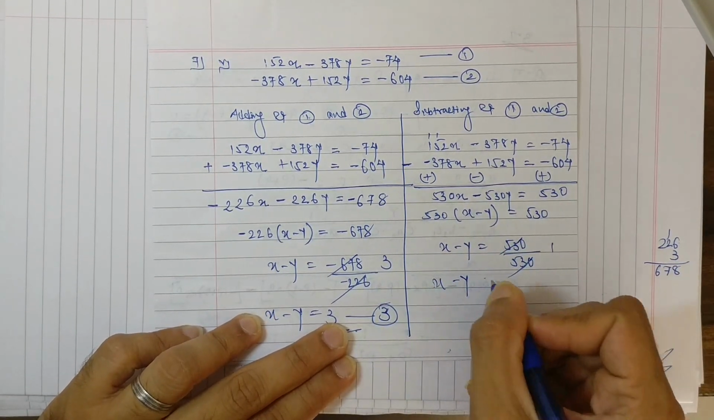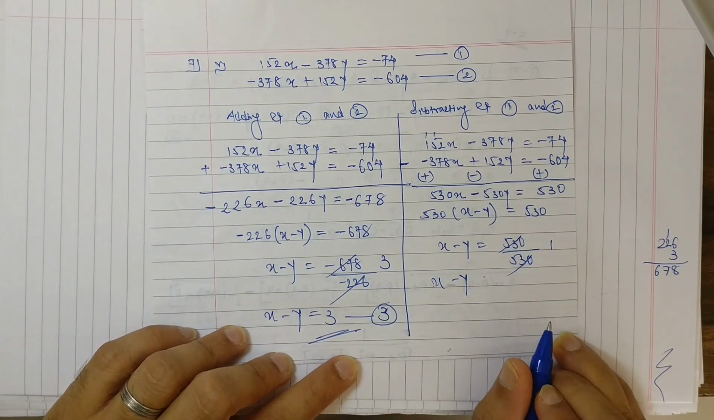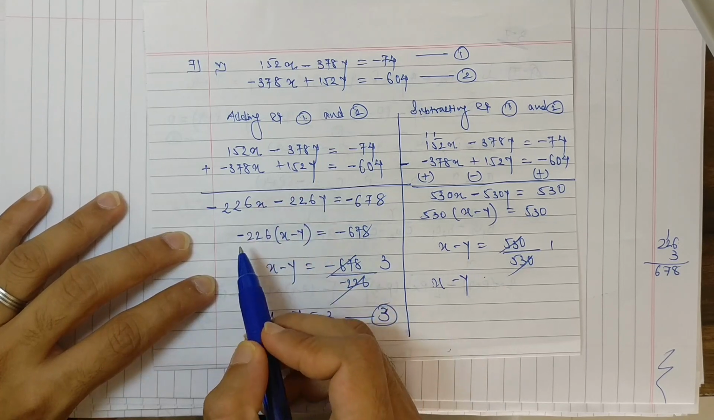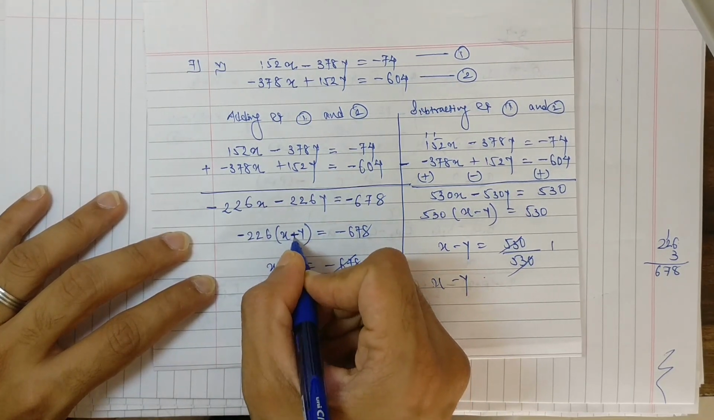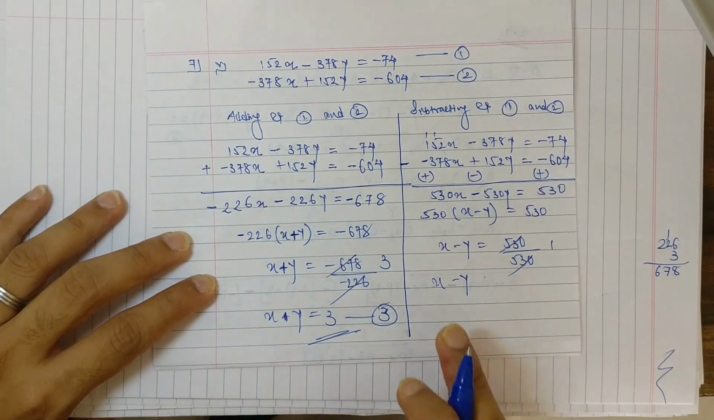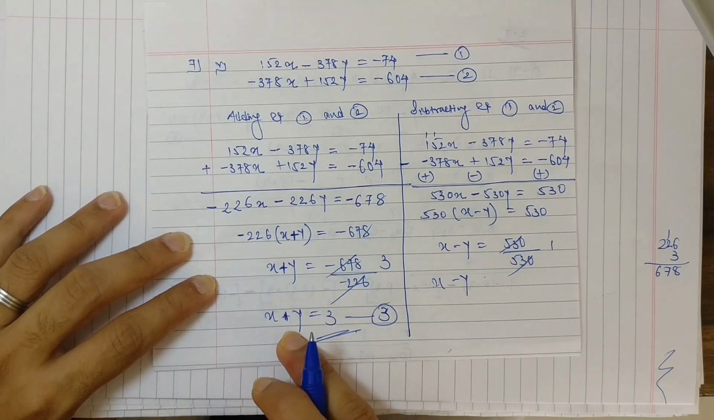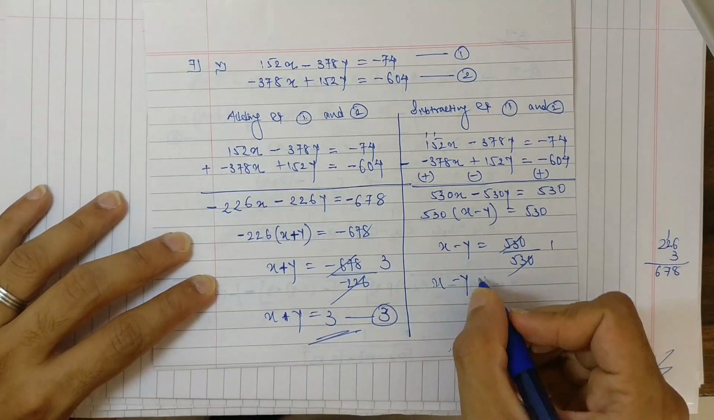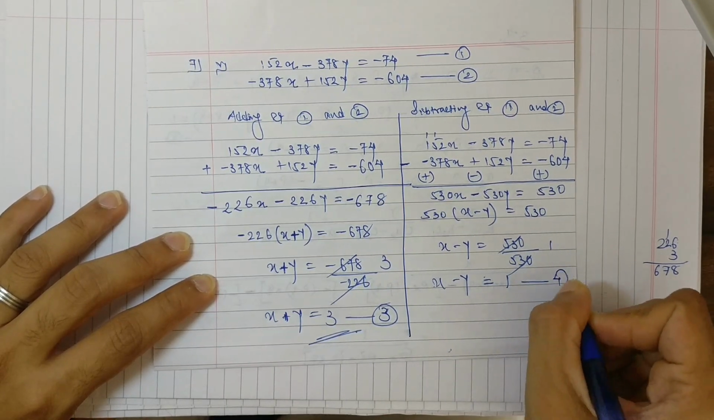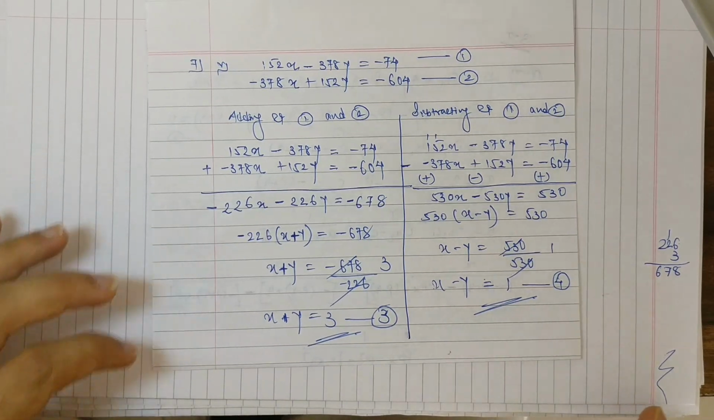Is there some mistake? Yes, there is some mistake. I took out minus 226 common, so inside what is left will be x plus y. I was wondering how come x minus y is 3 and x minus y is 1. So here it is x plus y is equal to 3 and x minus y is equal to 1. This is equation number 4. And now you can solve these two equations easily and get the values of x and y.